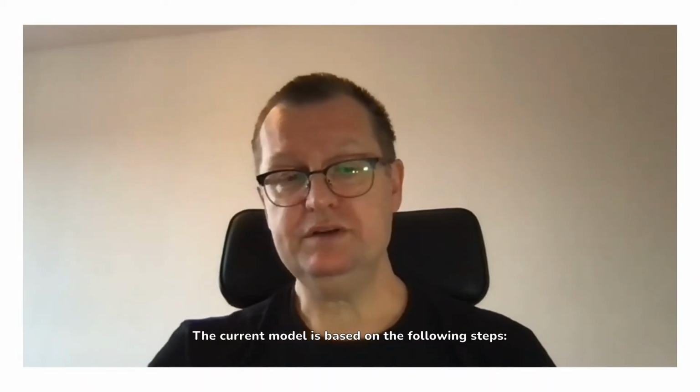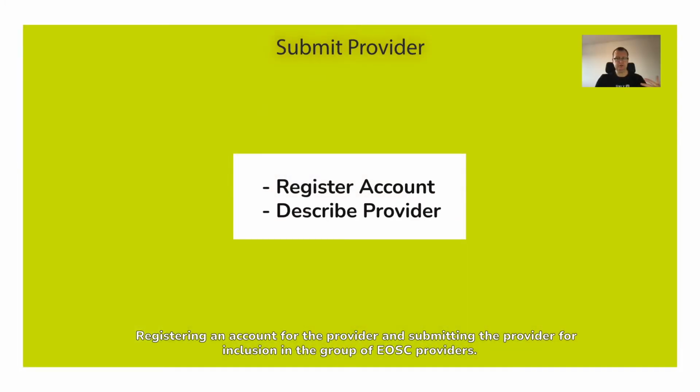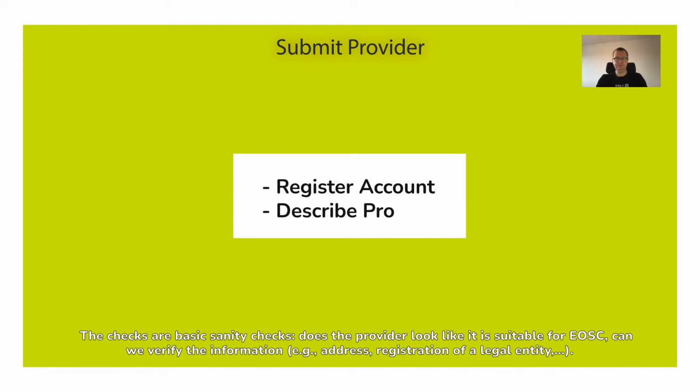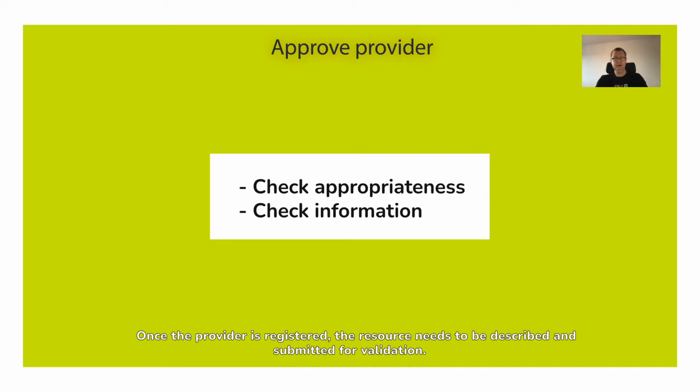So this current model is based on the following steps. First of all, the resource provider registers an account for the provider and submits the provider for inclusion in a group of EOSC providers. And there are some basic sanity checks. Does the provider look like it's suitable for EOSC? Can we verify the information, for example, address or registration of legal entity, and so on?